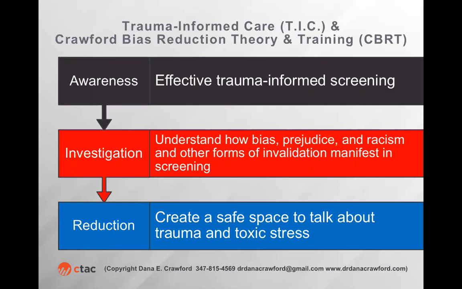First, we're going to talk about awareness. What are the effective trauma informed ways that we engage in screening? Second, investigation. It's specifically investigation because it's about understanding and it's ongoing. It's not going to just be a one and done. It's a process of understanding how bias, prejudice, and racism, as well as other forms of invalidation, manifest in our screening process. Finally, we're going to talk about reduction. How do we create a safe space to talk about trauma and toxic stress?